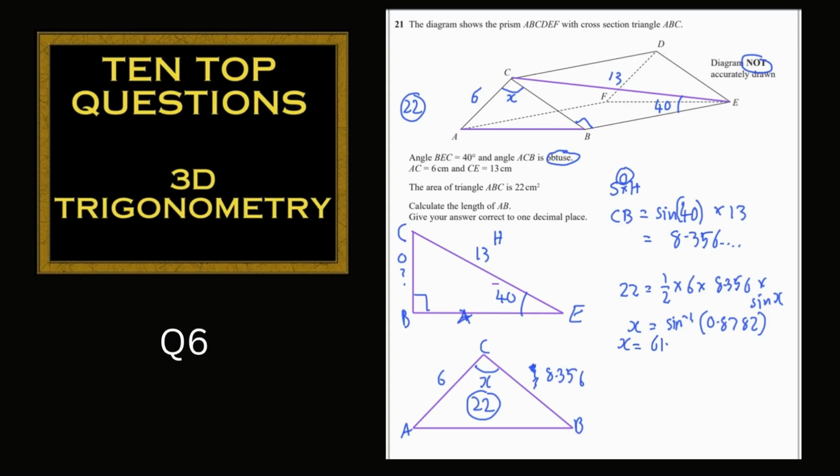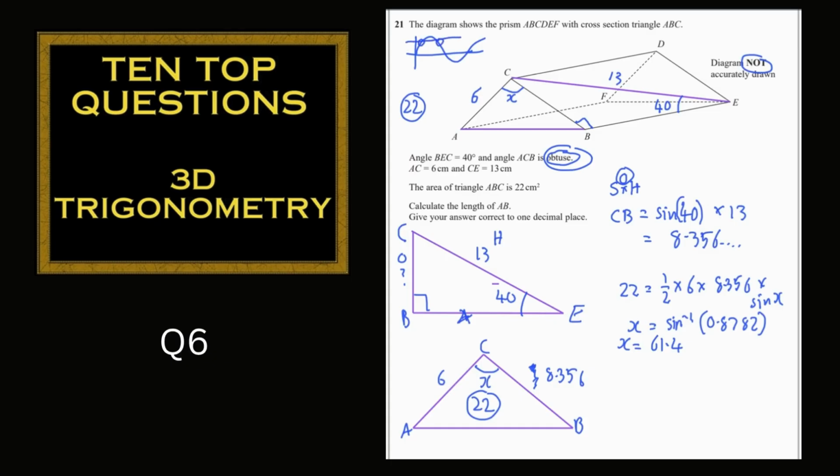Or is it? Let's not forget a little bit of knowledge. I'll go up here. I know one thing about 61. It's not obtuse. But have a refresher course on your sine curve.